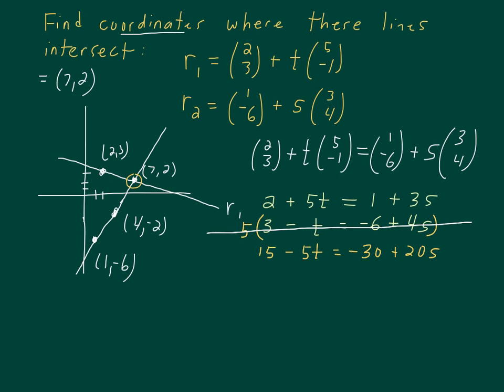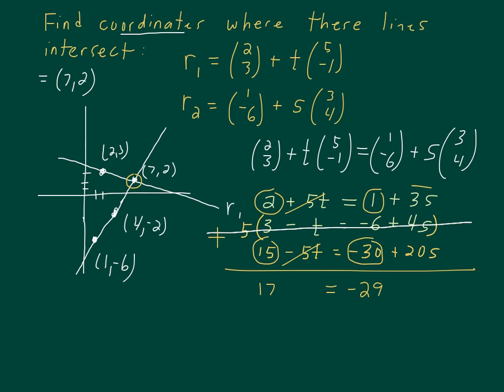All right, since we're doing the elimination method, that means we are going to be adding these other two equations. So I'm going to be adding the 2 and the 15. I'm going to get 17. The 5t and the negative 5t are eliminated. That's why we multiplied by 5, so that we would have that opposite relationship there. Then I'm going to add the 1 and the negative 30, so negative 29. And then I'm combining the positive 3s and positive 20s, so we have positive 23s.